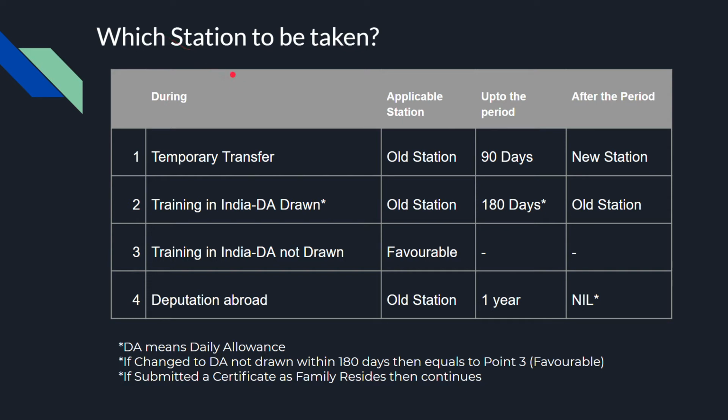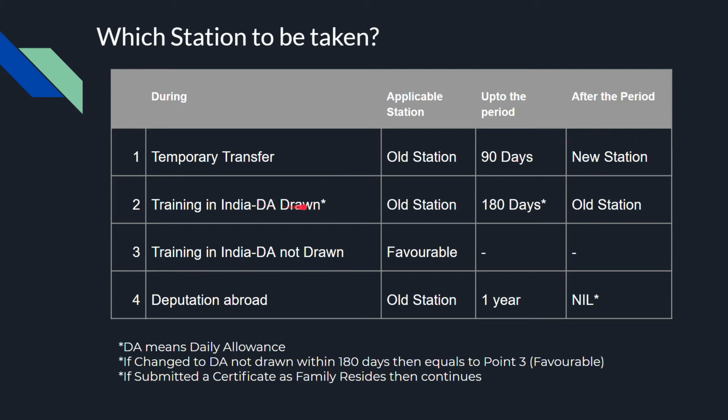Okay, even though, there are some situations in which the station is important. So now we'll discuss that. Number one is temporary transfer. An employee is transferred temporarily. Then how do we consider the station? Up to the period of 90 days of transfer, we have to take the old station only. If it crosses 90 days, then we can treat it as he is staying for a lengthy duration, so we will give the new station.